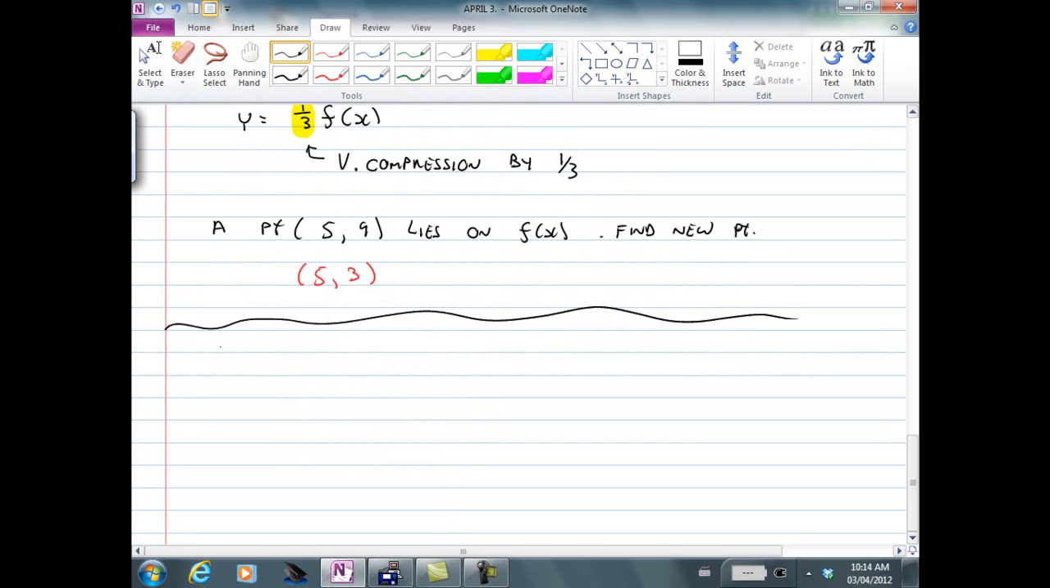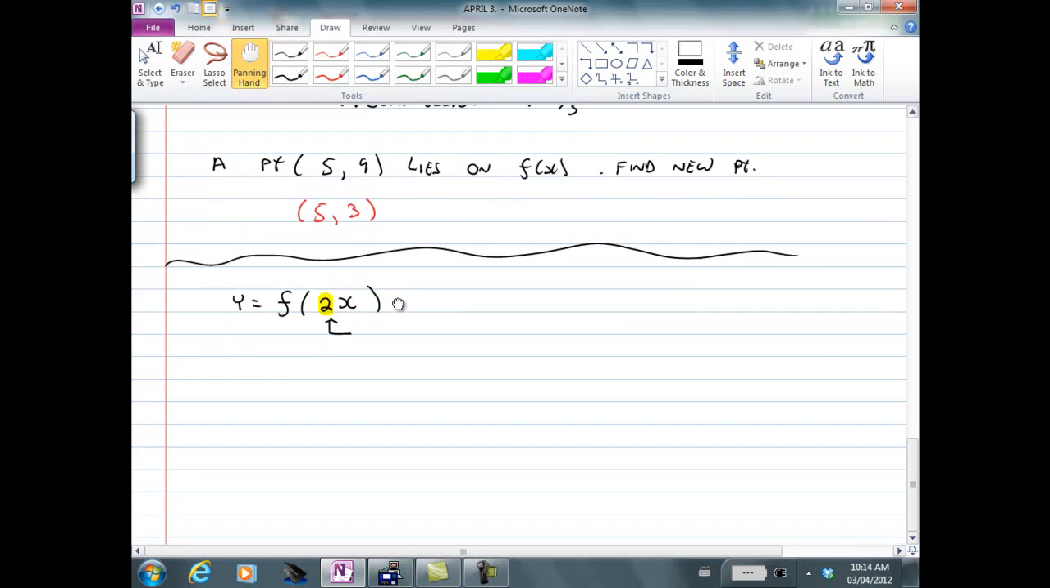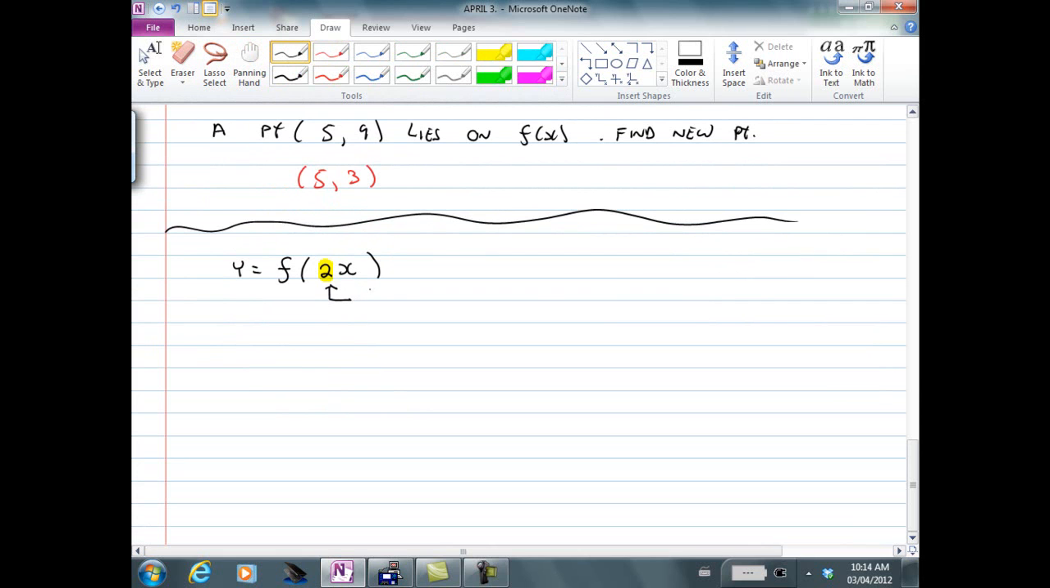What if I give you something like this now? Y equals f, but notice I'm going to do something different. The 2 is after the f, in front of the x. Now this, we're going to highlight a few things down. This is something called horizontal. And remember, everything that's horizontal is total reverse. You got to think of it like that. Plus is actually to the left. This is going to be horizontal.